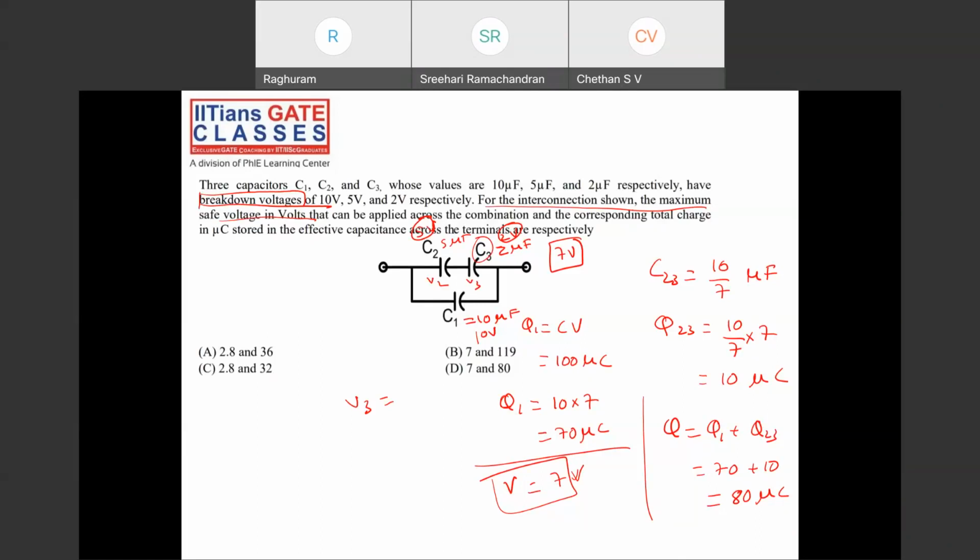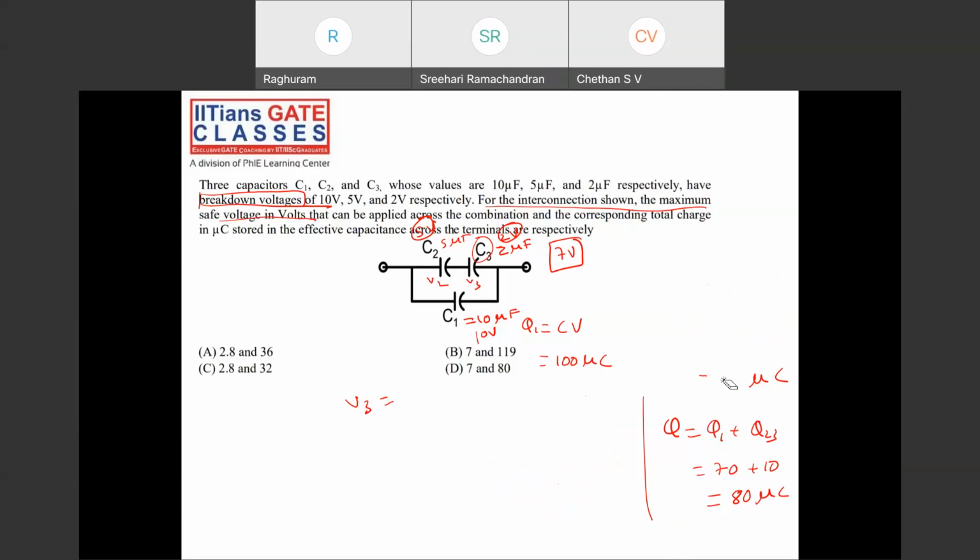No, I don't think I can apply 7 volts also. I'm wrong, sorry. See here. Sorry, this is not the wave. So the right option is not D.